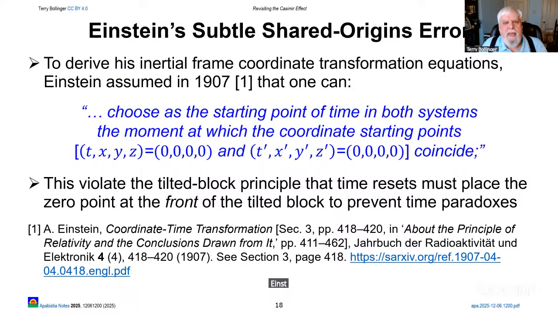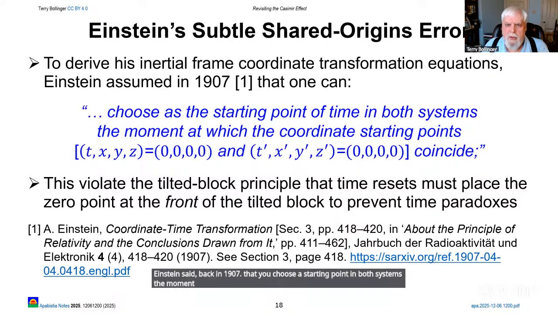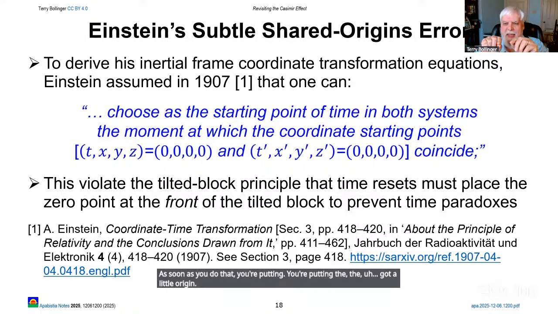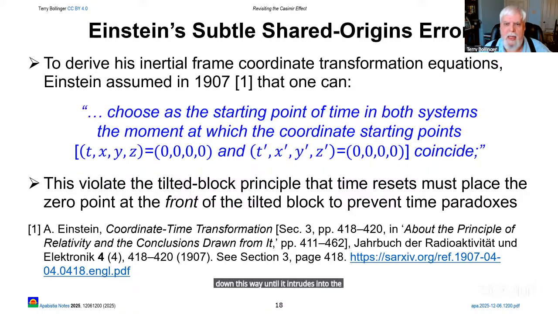Einstein said back in 1907 that you choose a starting point in both systems, the moment at which the coordinate starting points coincide. The instant Einstein said that, he hosed himself for the rest of his life, because by making that assumption, he created time paradoxes. And if you think of those blocks I was tilting earlier, tilting the block into the past, as soon as you do that, you're putting that little origin in the back end of the block, and then you're pushing the block down this way until it intrudes into the past. And you can't do that without violating causality.